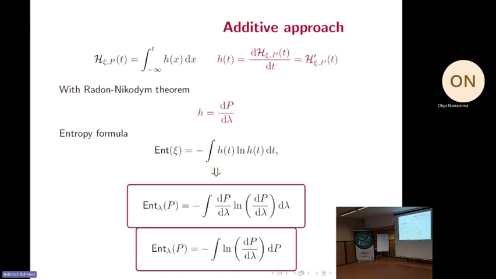If we also use the property that we can cross out these lambdas, so we can change the integral measure to the probability measure, we obtain this a bit shorter formula. So in the additive approach, we have these two entropy formulas, and with them I would like to make some kind of generalization.